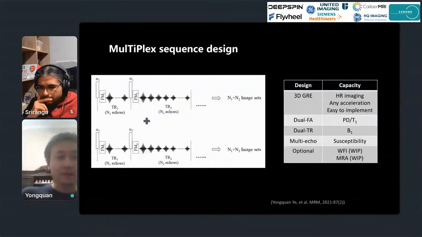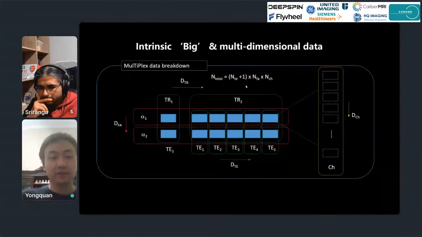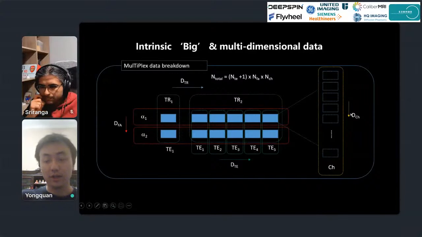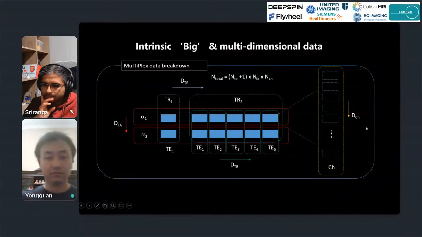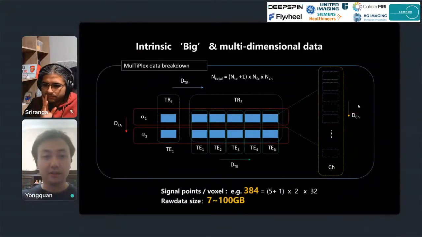So the multiplex has very big data, very big and multidimensional data. If we break down the multiplex data, because we have a dual flip angle, we have a single dimension along the flip angle. Similarly, we have a single dimension along the TR, along the echo times. And because we are using multi-channel array coils, there is also a signal dimension along the channel dimension.